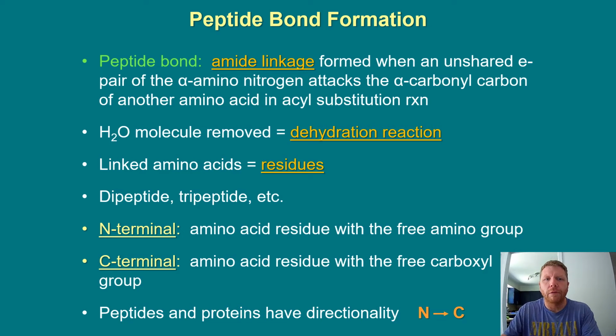And what you've got now is a linkage between two amino acids. This is a dipeptide when there are two amino acids, a tripeptide when you've got three amino acids, and a tetrapeptide and so on as the number of amino acids increases. So I've been using this terminology a little bit, but N-termini and C-termini, N-terminal amino acid and C-terminal amino acid. Your N-terminal residue is the one with the free amino group, and the C-terminal residue is the one with the free carboxyl group. Peptides and proteins are read in an N to C direction.